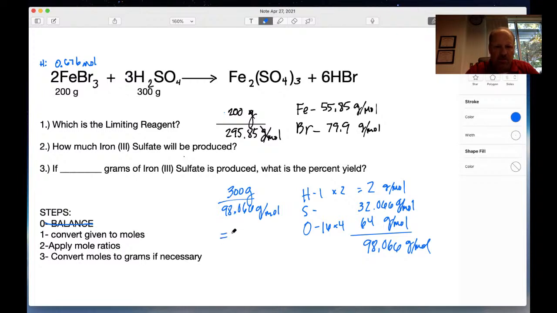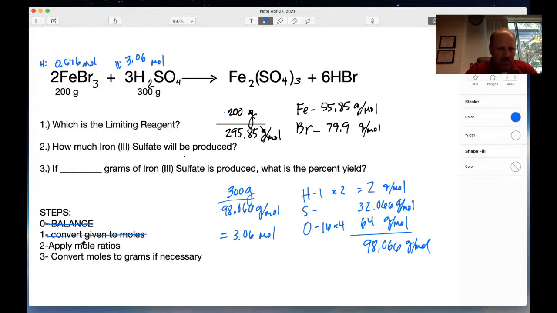And so it's equal to how many moles? So 300 divided by 98.066 is 3.06. So this is 3.06 moles. And then that's how much you have here. 3.06 moles. This is how much you have. And then we've done that. We've converted all of our given values to moles, and we're good.